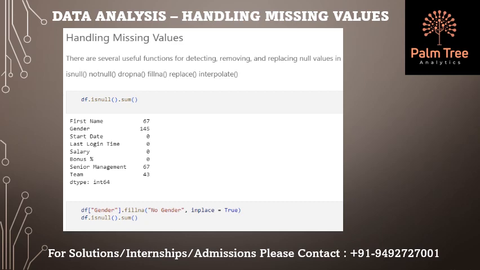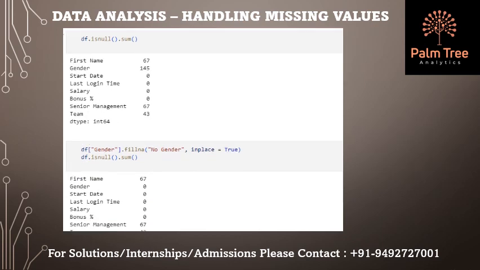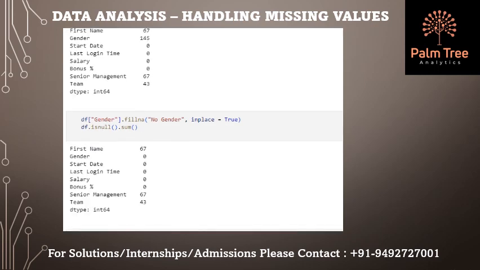For this, we are trying to replace the gender value by filling in 'no gender', since it is not mentioned. We are simply applying 'no gender' here. After that, we run isnull sum again. Earlier the gender had 145 nulls, now it shows 0 nulls. NaNs are NaNs, so both are the same.